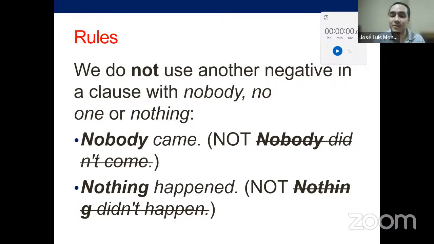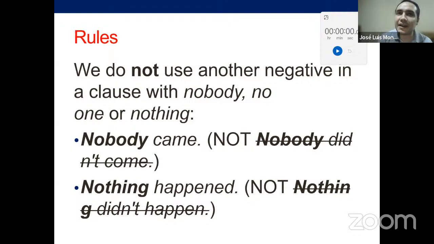Let's read this rule that is related to that one, Leandro. Okay, we do not use another negative in a clause with nobody, no one, or nothing. Nobody came. Not "nobody didn't come." And nothing happened. Not "nothing didn't happen." Exactly. Now, there's one thing, and it's interesting, all right?